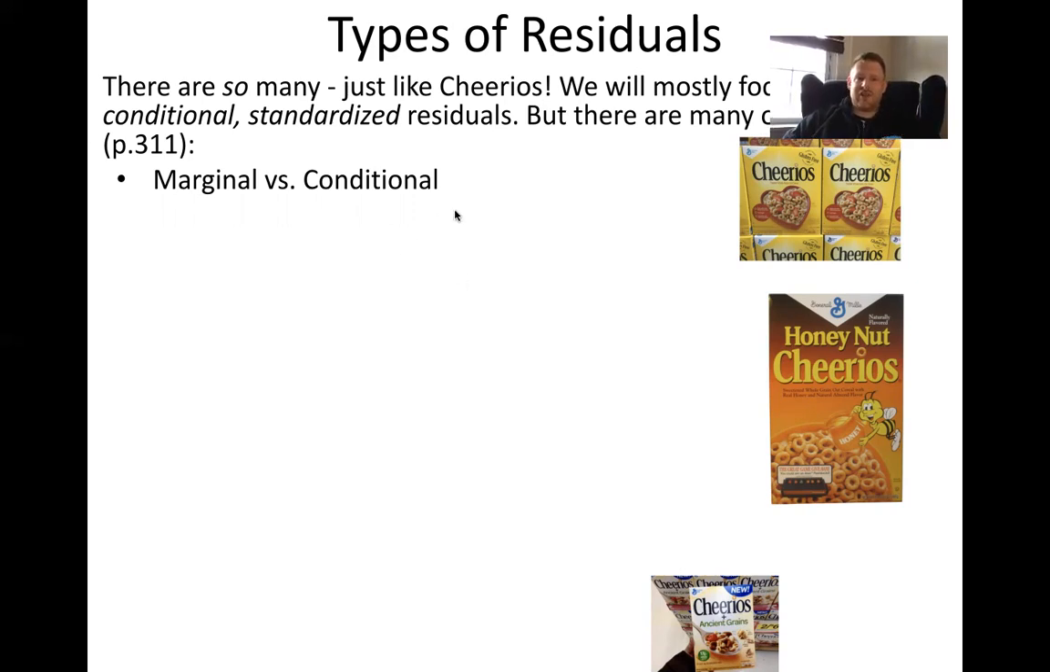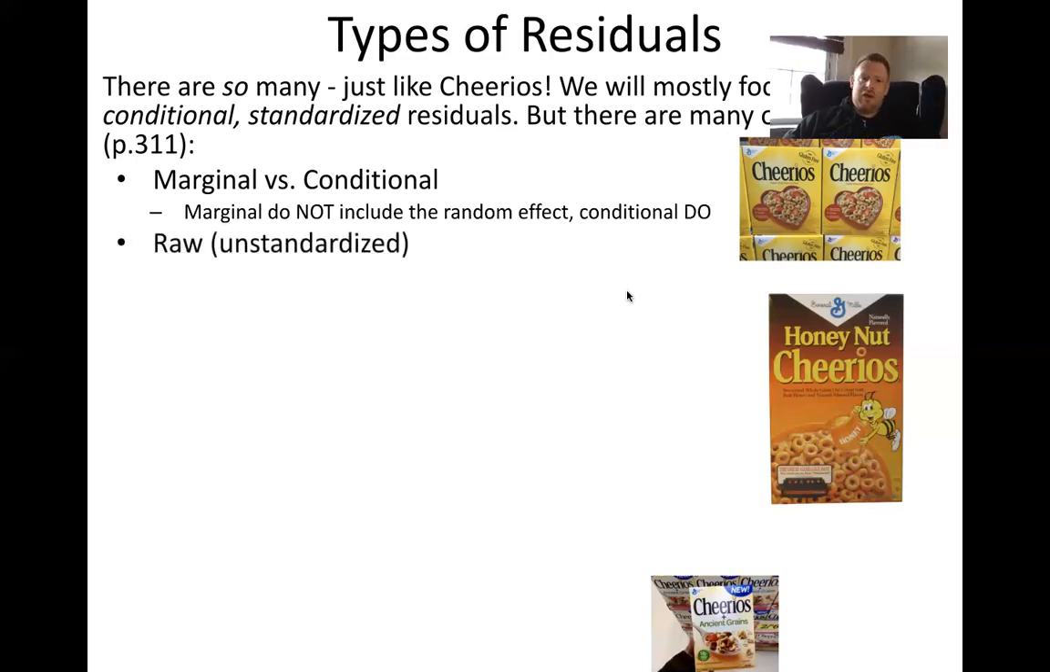But one big distinction is marginal versus conditional residuals. Marginal residuals do not include the added effect of the random component of the model. Essentially, marginal residuals just include the fixed portion. Conditional residuals do include the random portion. There are a lot of reasons it may be better to go with conditional residuals because that random portion can actually be pretty important sometimes.